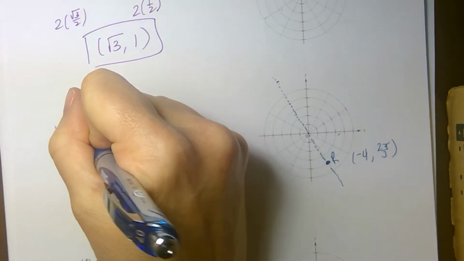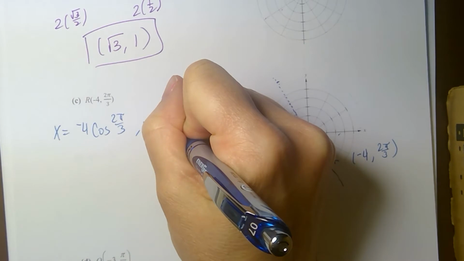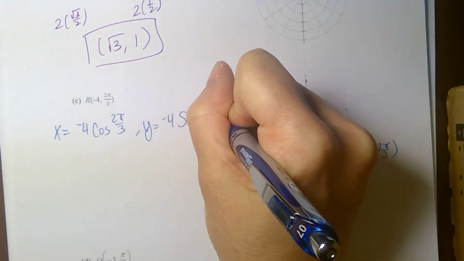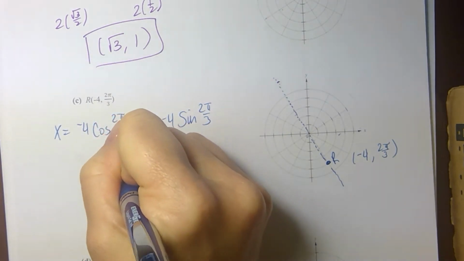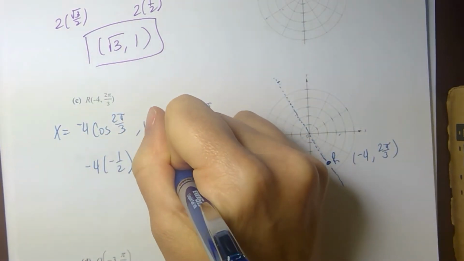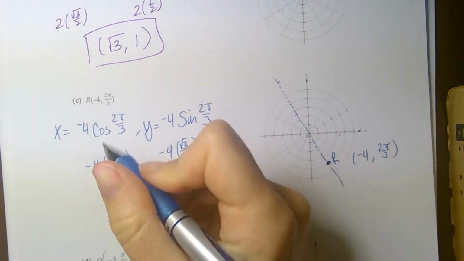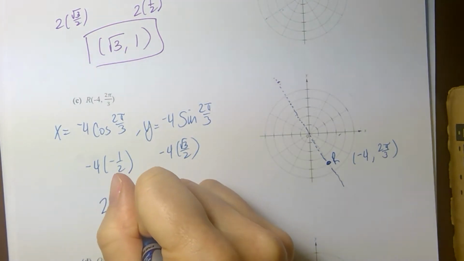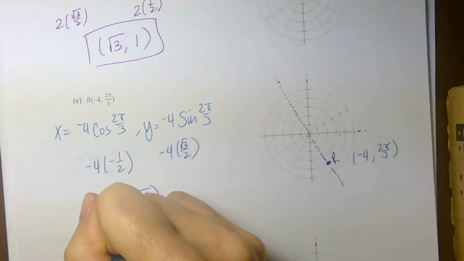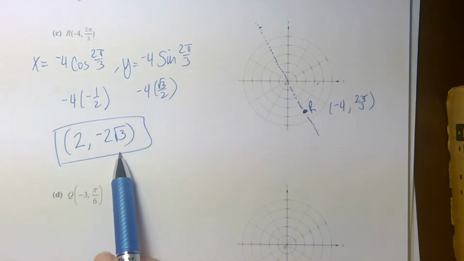x equals negative 4 cosine 2 pi thirds, and y equals negative 4 sine of 2 pi thirds. So that's negative 4 times negative 1/2, and negative 4 times square root 3 over 2. So x is a positive 2 and y is a negative 2 square root 3. That puts us in quadrant 4. X is positive, y is negative.